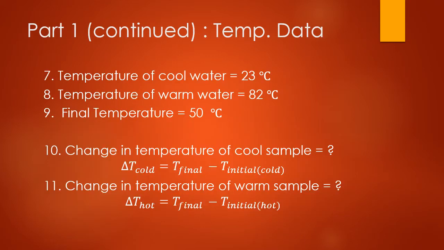So this is how it's going to look on your data table. When you go on your data table, data item number 7 says temperature of cool water. That's where you're going to be putting the 23 degrees Celsius. The next item, number 8, is the temperature of the warm water, where you would fill in the 82. And then data item 9 is the final temp once they're mixed and the heat transfer is complete, getting a total of 50 degrees Celsius.